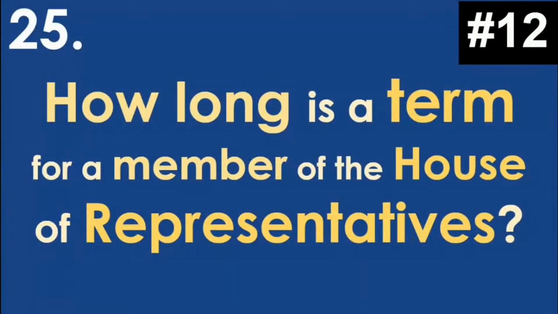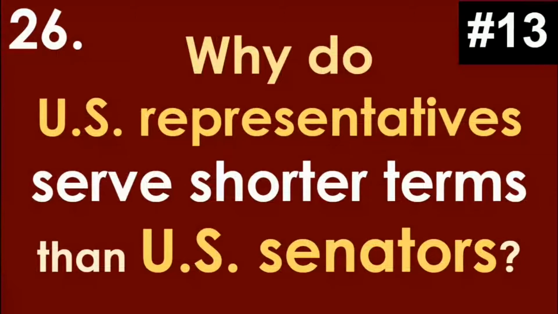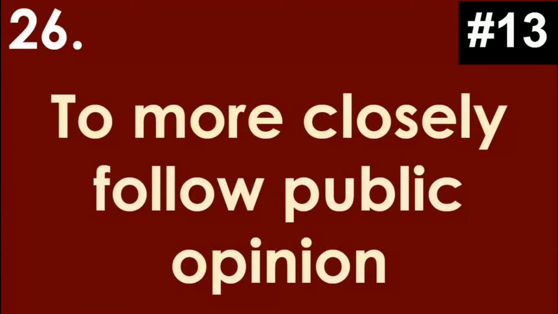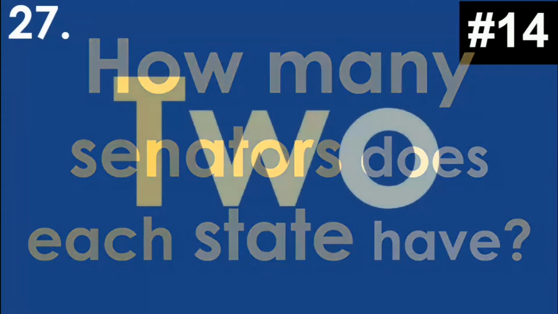How long is a term for a member of the House of Representatives? 2 years. Why do U.S. representatives serve shorter terms than U.S. senators? To more closely follow public opinion. How many senators does each state have? 2.